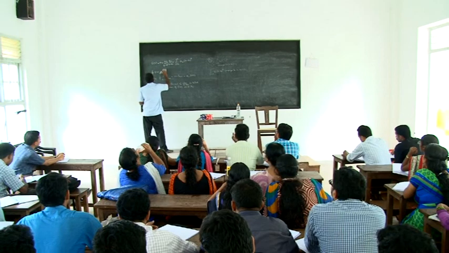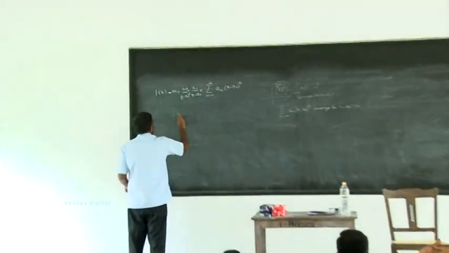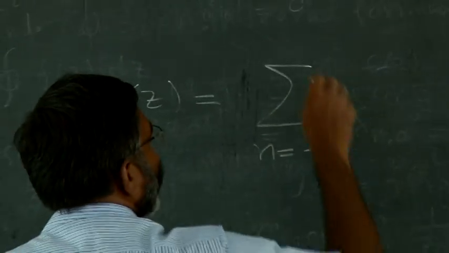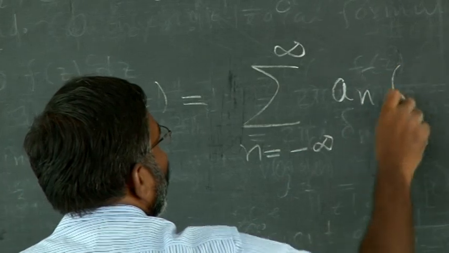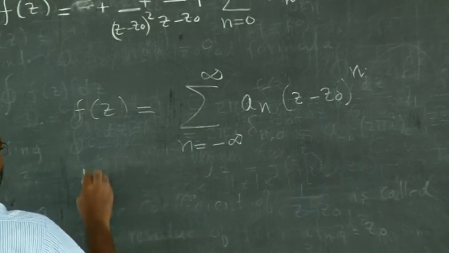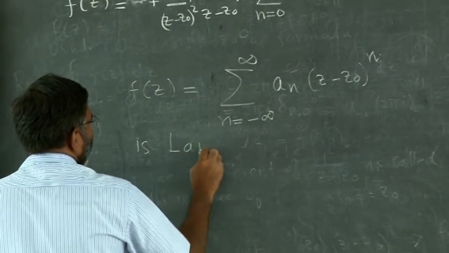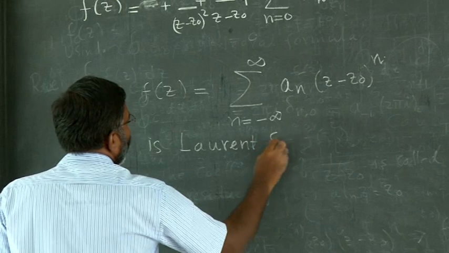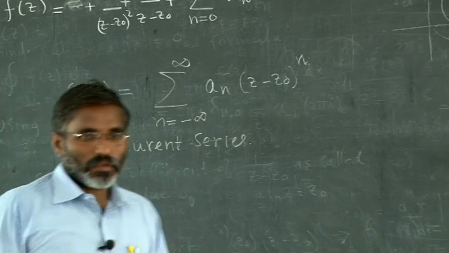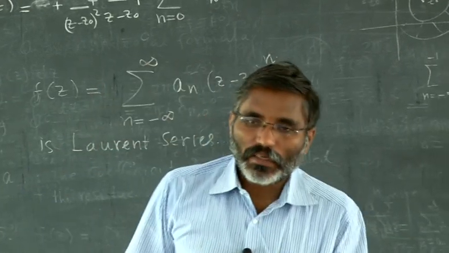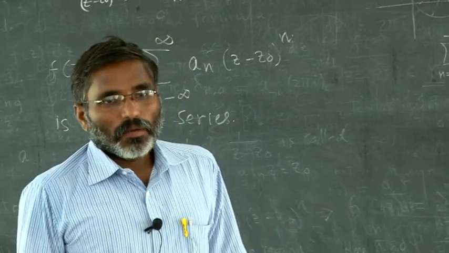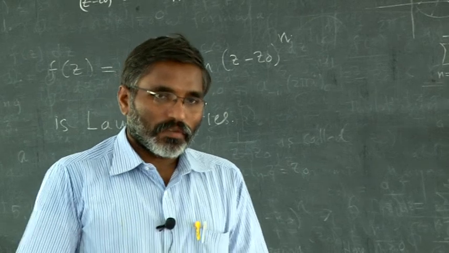And this series, f of z is equal to the sum over n from minus infinity to plus infinity of a_n (z minus z naught) to the power n, is the Laurent series. What is the difference between the Taylor series and the Laurent series? You can expand a function in a Taylor series only if it is an analytic function. But a Laurent series expansion can be done even if the function is not.